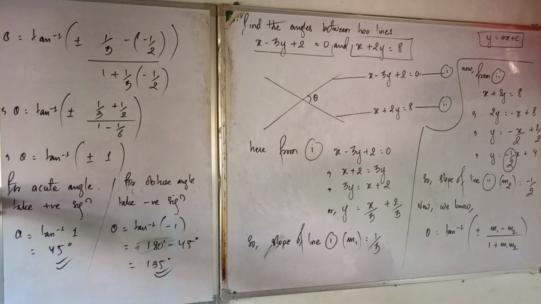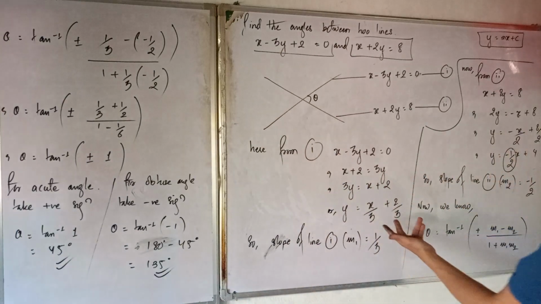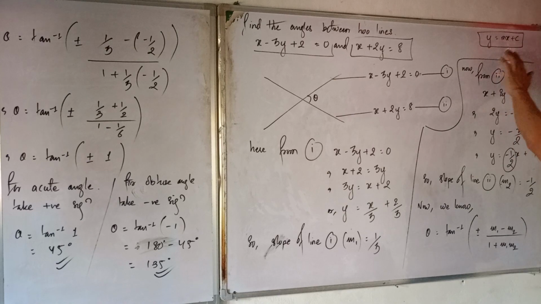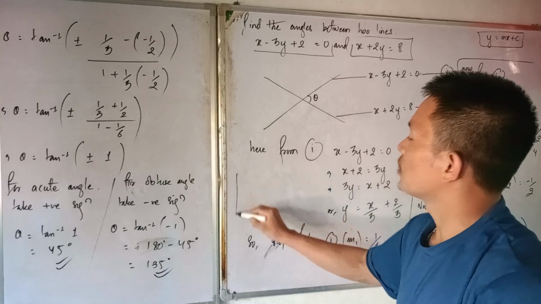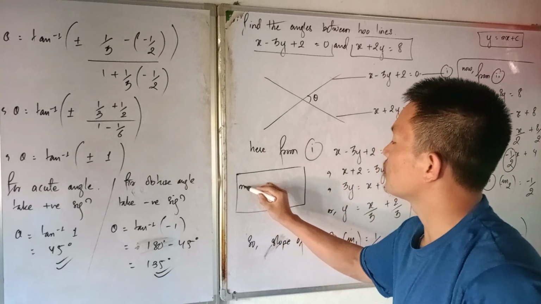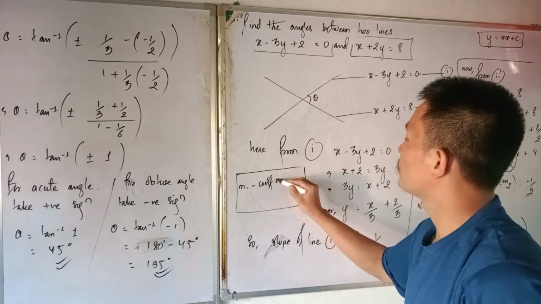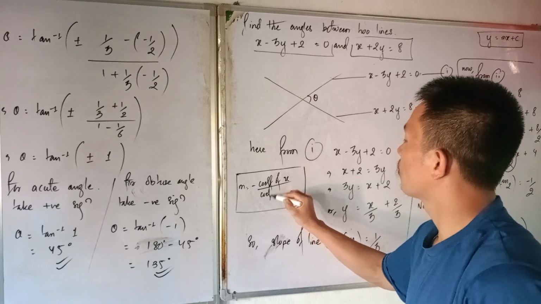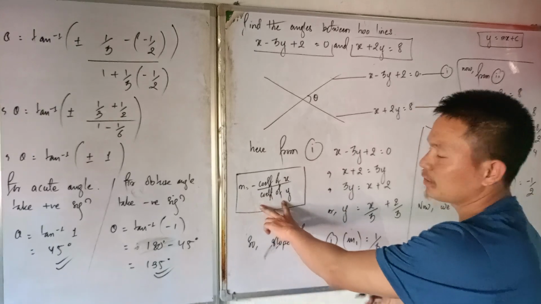And there is also one way to find the slope. If you find it difficult to make it into the form y equals mx plus c, you can use another method for finding the slope, that is slope equals minus coefficient of x divided by coefficient of y. If you can remember this, then it will be easy.